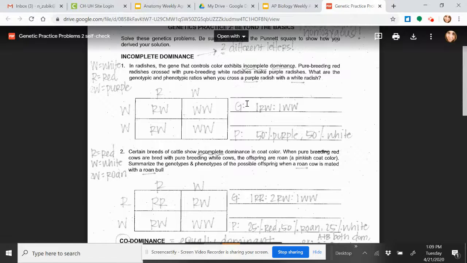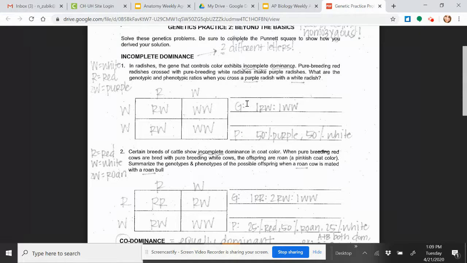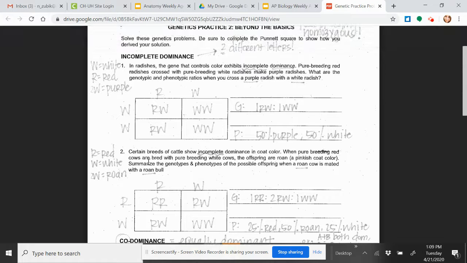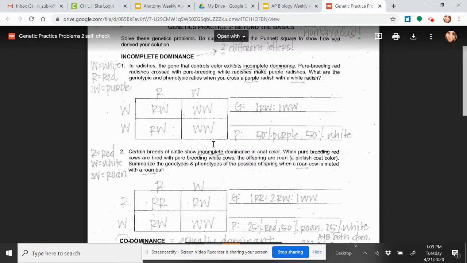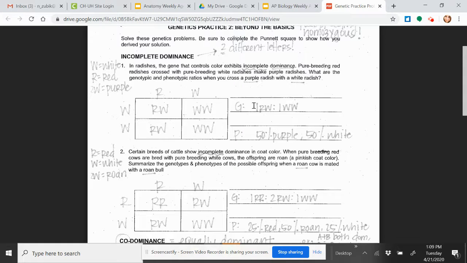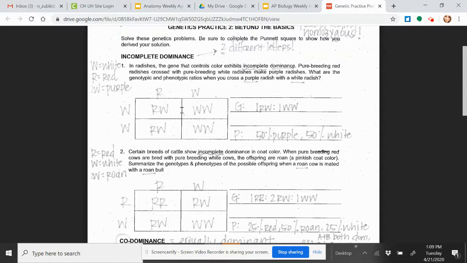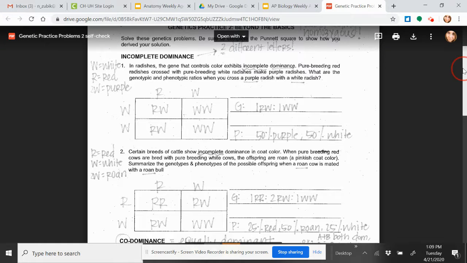So genotype, again, those are the letters, the genes. So we get 2 out of 4, that would be purple, and 2 out of 4 would be white, or we could condense that into a 1-to-1 ratio. For phenotype, 50% are purple, that's our RW, and 50% are white.